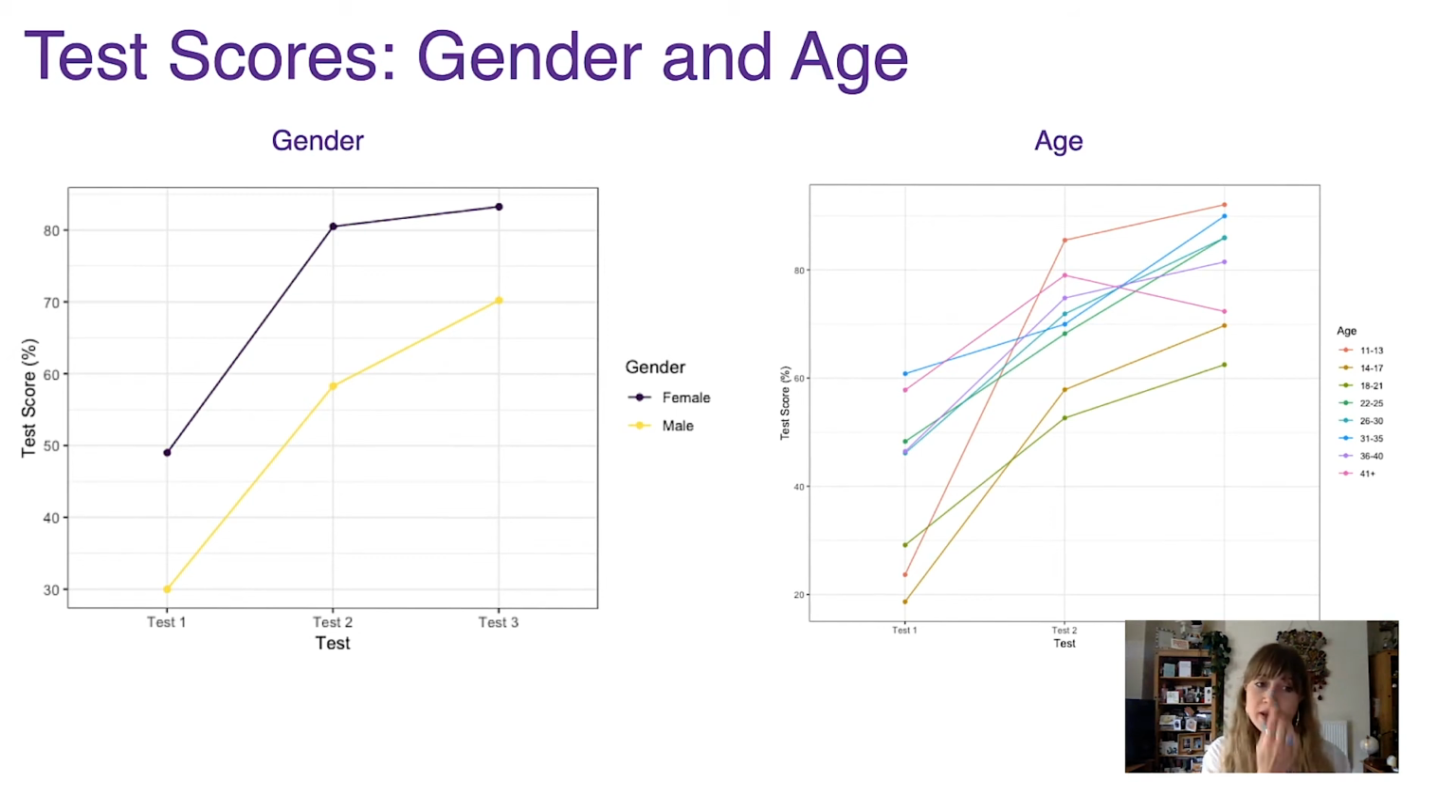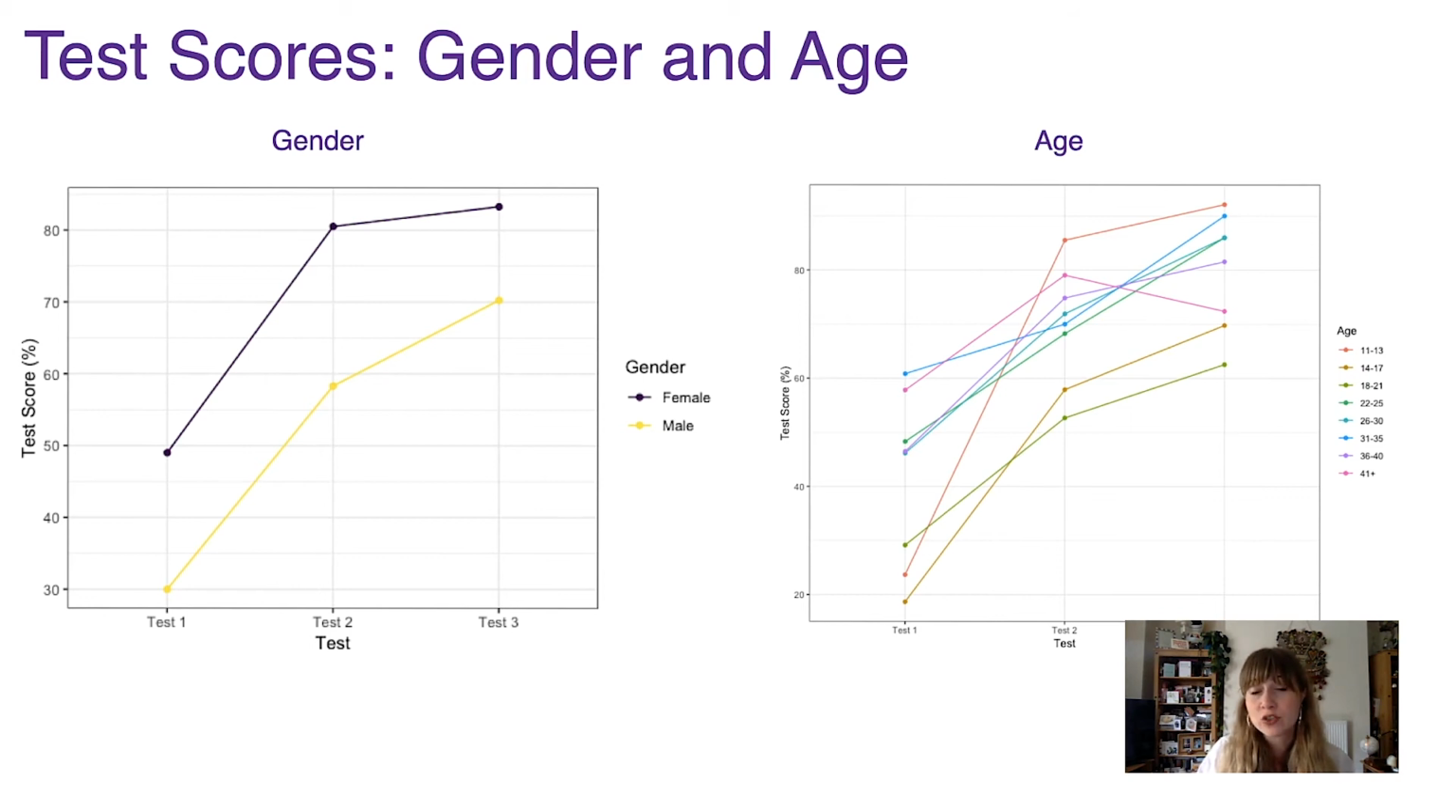We can see for females, they started on test 1 on an average of 50%, increased by around 30% to 80% in test 2, and then increased, but only slightly between test 2 and test 3. Males started on average around 30% in test 1, increased by almost double to 60% in test 2, and then increased by another 10%. So we see a greater increase between test 2 and test 3 than in females.